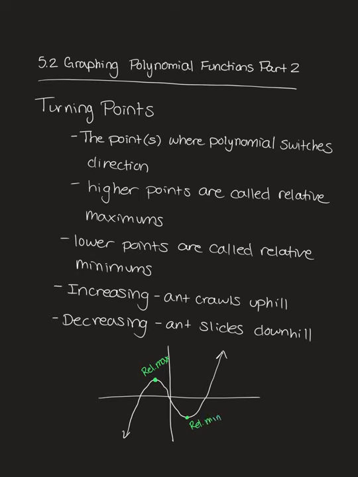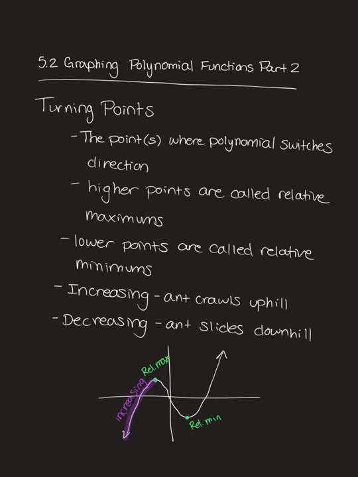Okay, now in between we have increasing and decreasing intervals. So think of increasing. We read a book left to right, so we read a graph left to right. So as you go left to right, if an ant were crawling along this line, the graph is increasing when the ant is crawling uphill. So for example, if you look at this section of graph here, that would be a portion where the ant is crawling uphill. So this is increasing.